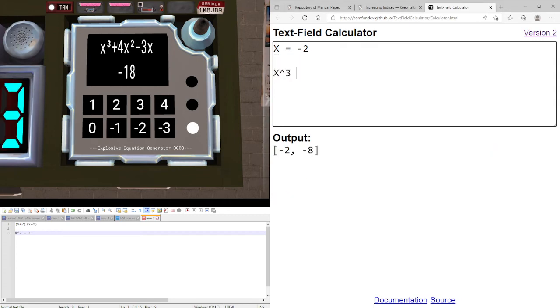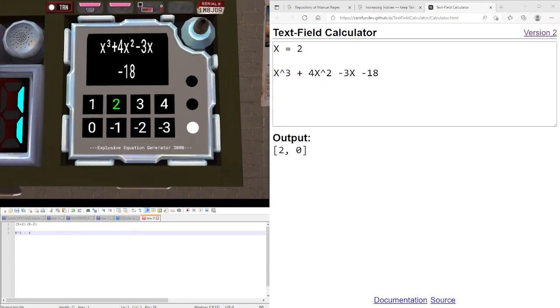X to the third plus 4x squared minus 3x minus 18. So minus 2 is not one of them because that's minus 4. 0 is not one of them because we have a constant. 1 is not. Minus 1 is not. 2 is. 3 is not. 4 is not. Minus 2 is not. Minus 3 is. And since I think we've checked all the rest of them, one of these two was repeated.